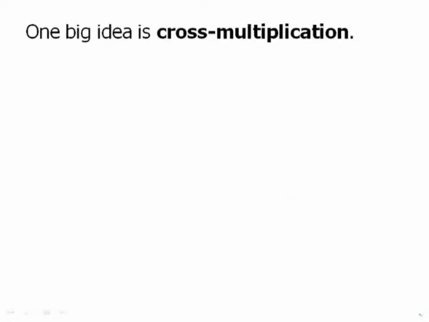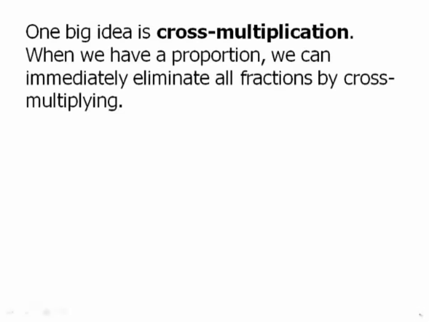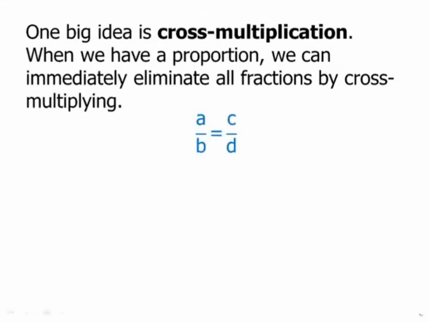One big idea is cross multiplication. When we have a proportion, we can immediately eliminate all fractions simply by cross multiplying. So if we have the proportion a over b equals c over d, that's a proportion, we can simply cross multiply. And of course what we've done is we've multiplied diagonally. We've multiplied the a and the d, we've multiplied the b and the c, and we have just set those two equal to each other.